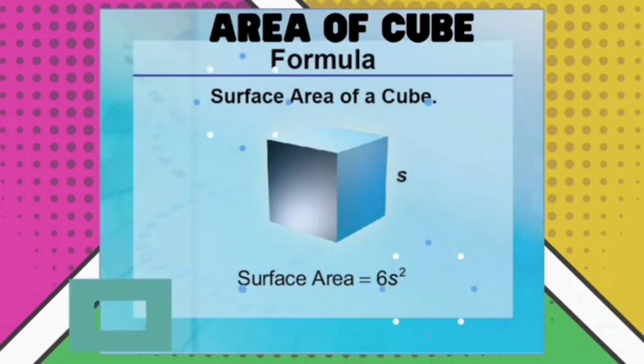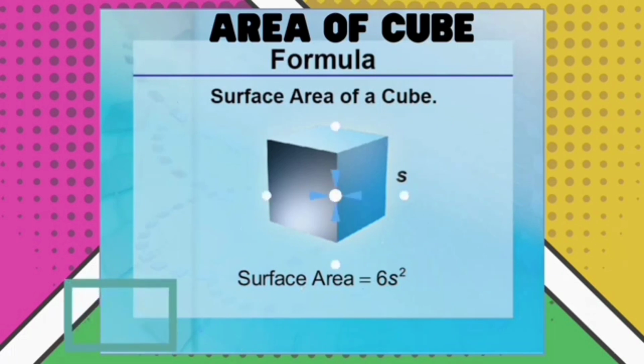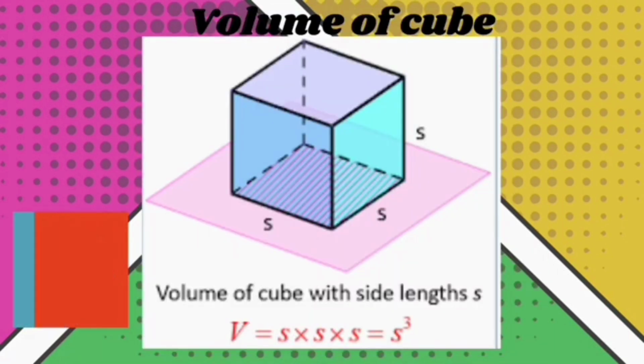Next, let's learn about a cube. The total surface area of a cube having equal sides s is 6s squared. The volume of a cube having equal sides s is s raised to power 3, which is s cube.